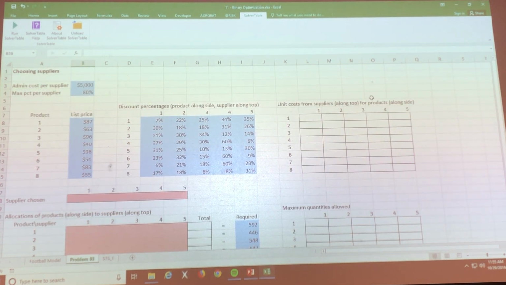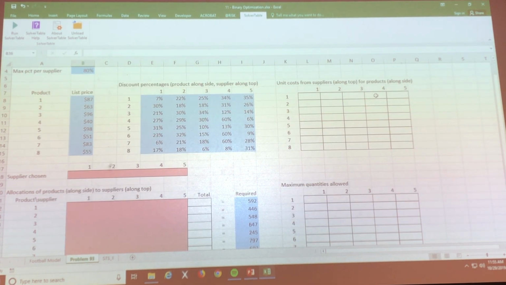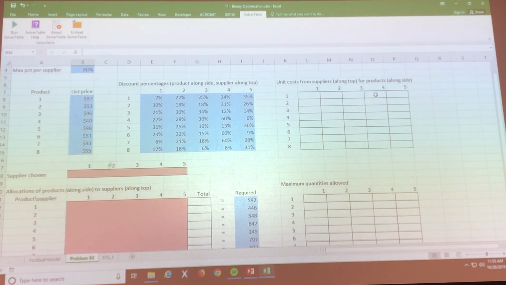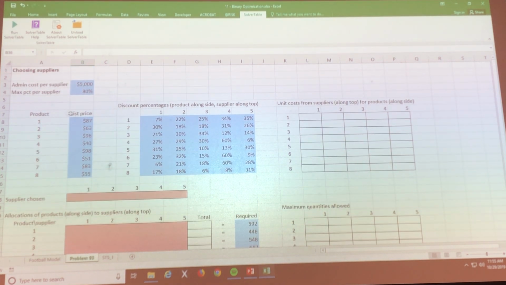For one, we have a company policy that you can't get more than 80% of one product from one supplier. We don't want to be so attached to one supplier that if they did something crazy and raised prices, we don't have a relationship with any other supplier that we could get the stuff from. So that is a company policy that we've got right there. Don't get more than 80%.